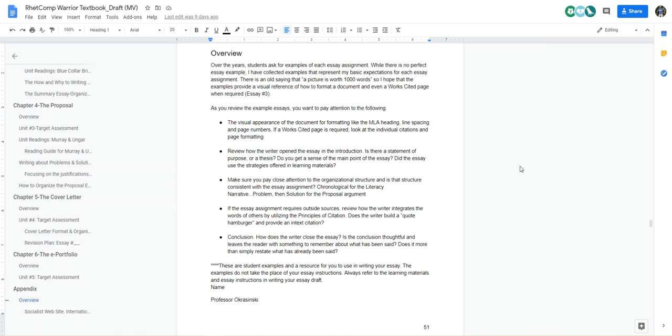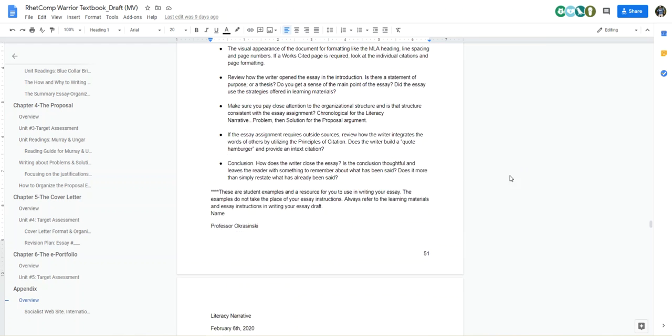Like, for example, the literacy narrative, we talk about being in a chronological order because it's a narrative, right? When we get to the proposal essay, there's a problem-solution format for that proposal argument. I won't get into principles of citation because that's not required here. Also, how does the writer close the essay? So these are some of the ideas that you can use as a framework to review the student's essay.